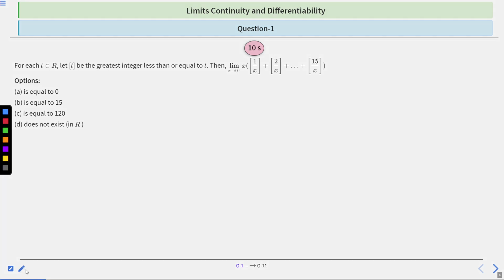Let's start with question number 1. It says, for each t belongs to real, let this t be the greatest integer less than or equal to t, right? That means this sign is the greatest integer function. Then you have to find the value of the limit as x tends to 0 plus of x into greatest integer function of 1 by x plus greatest integer function of 2 by x till greatest integer function of 15 by x, right?